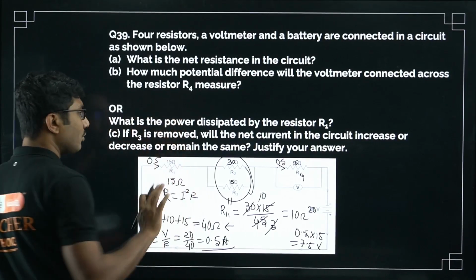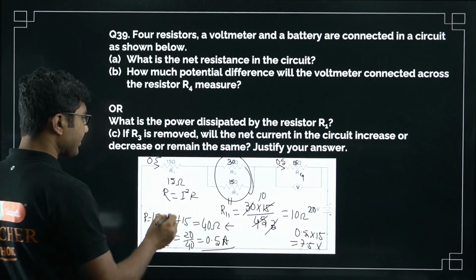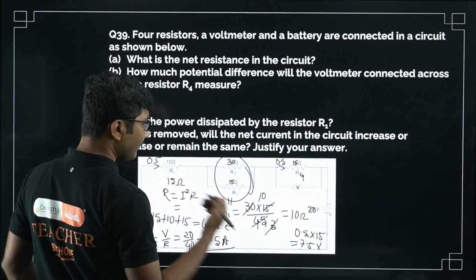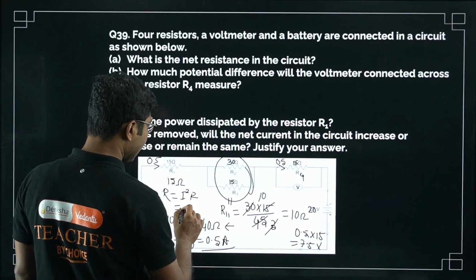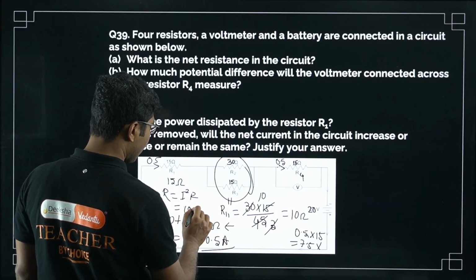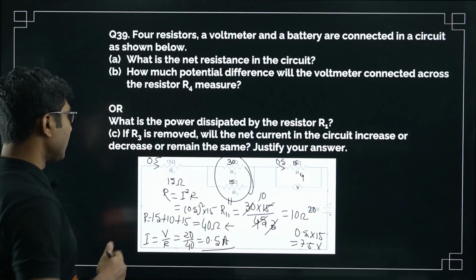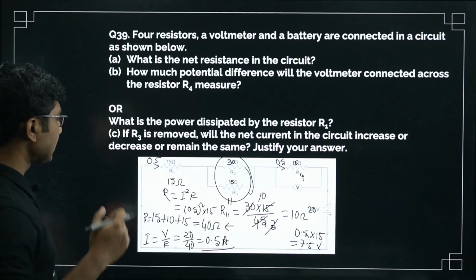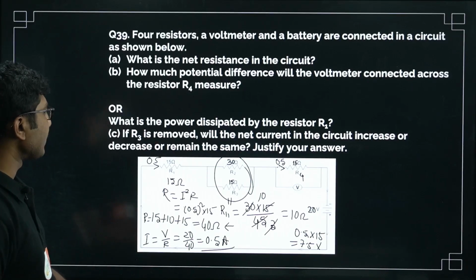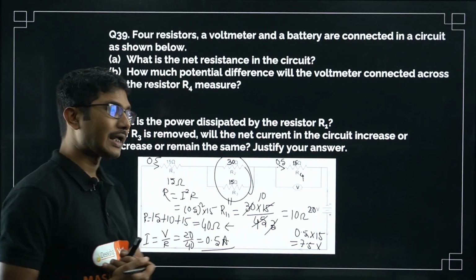In my opinion, don't attempt the OR question. OR questions generally are slightly difficult in most cases. So I is 0.5 whole square and R is 15. We will see that in a clear format. We are just trying to understand the question so that if you have any doubt, that can be cleared.